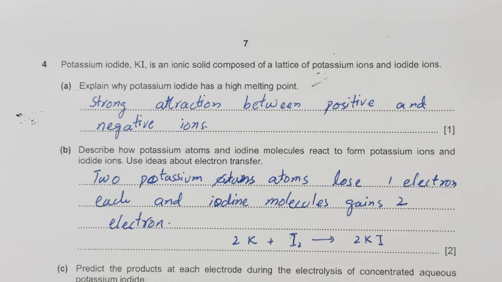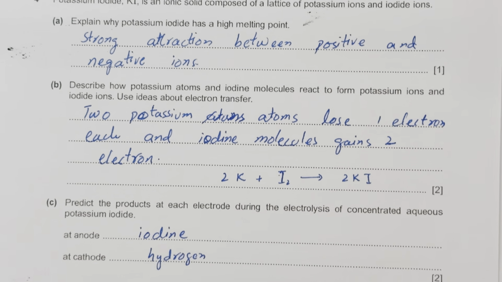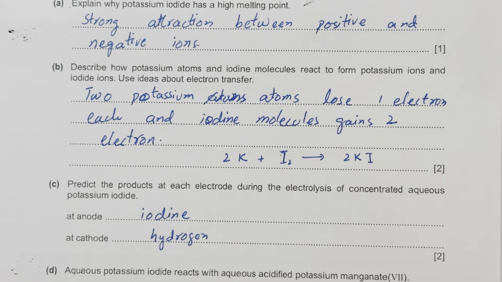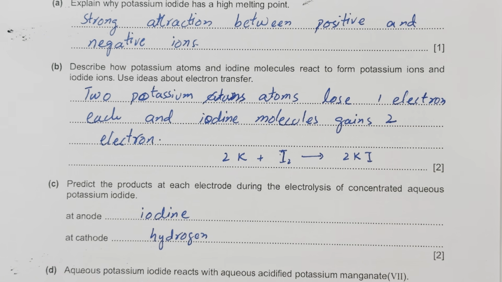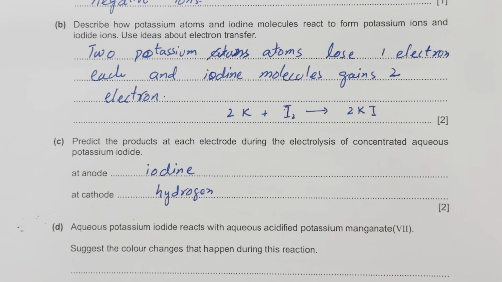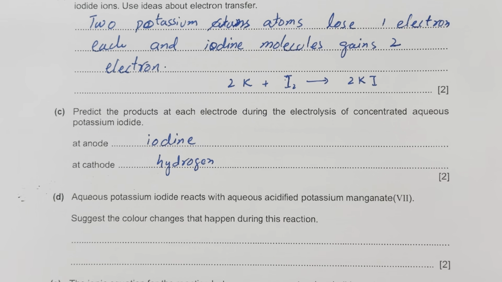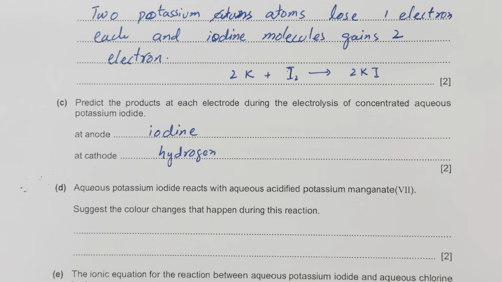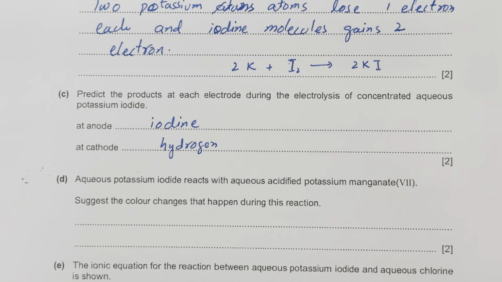C part is that predict the product at each electrode during the electrolysis of concentrated aqueous potassium iodide. We know that at the anode iodine will be produced and at the cathode hydrogen will be produced. Moving to its D part. D part is that aqueous potassium iodide reacts with aqueous acidified potassium manganate.